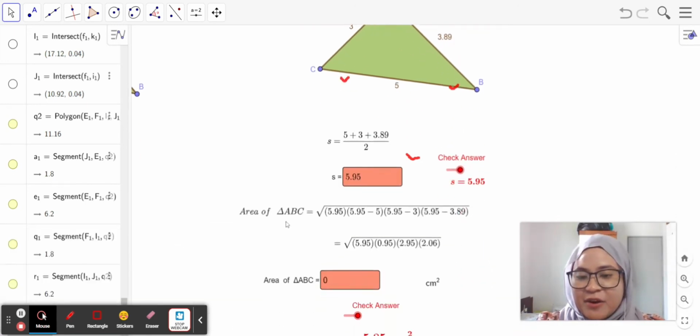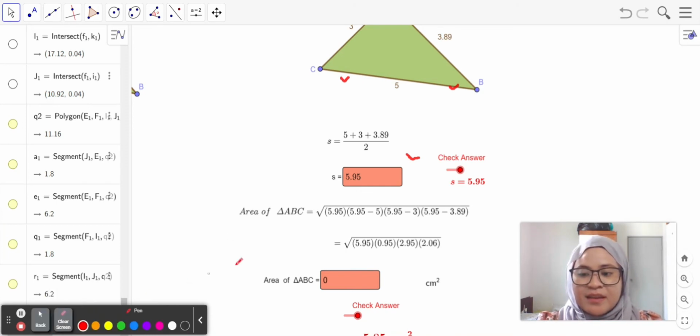And then find the area of ABC. Please remember Heron's formula. This one is S, the semi-perimeter. This one also is S, the semi-perimeter. And you can see that 5, 3, and 3.89 are the values of the sides of the triangle, A, B, and C. So you substitute all of the values of S, A, B, and C inside Heron's formula. Then you will get the answer.